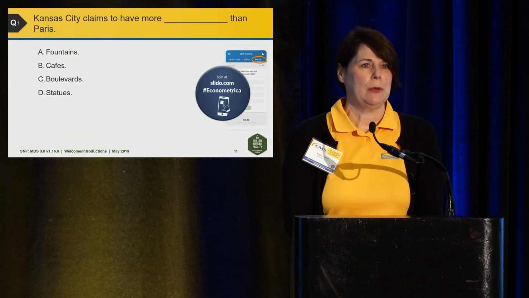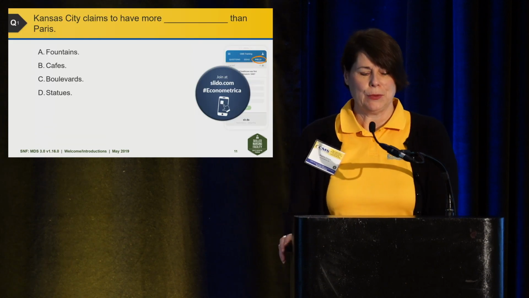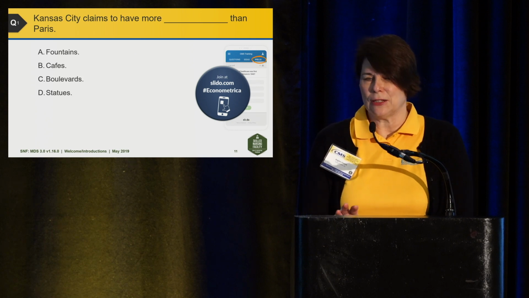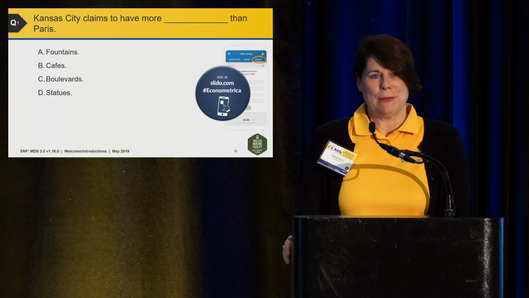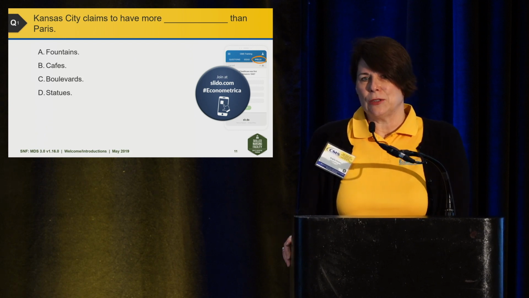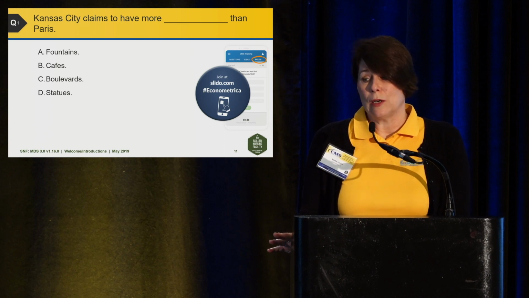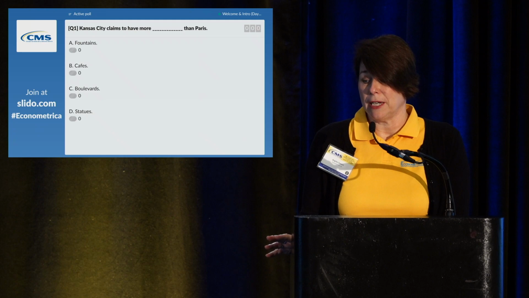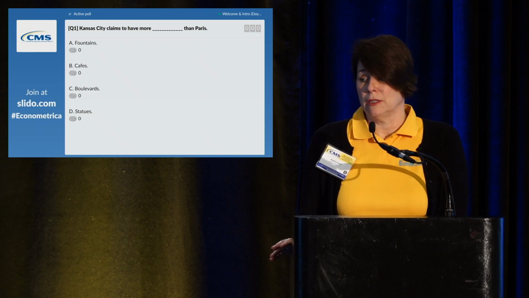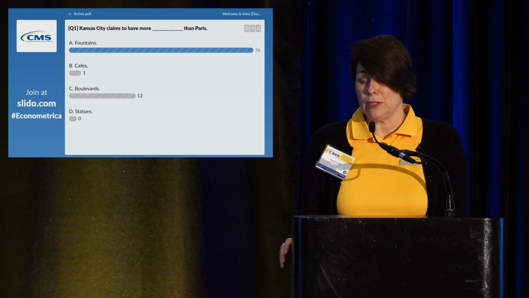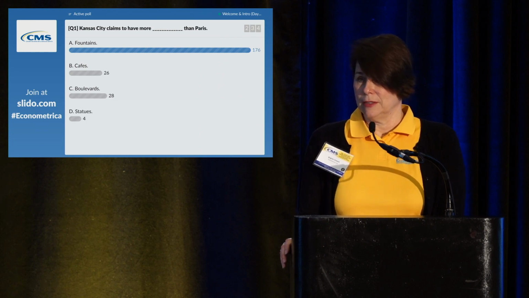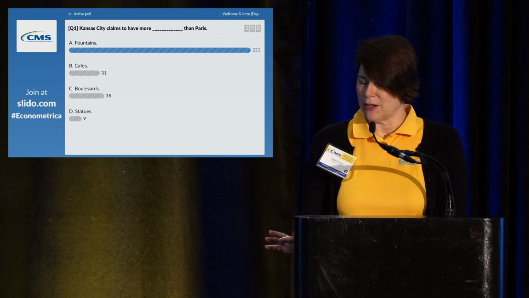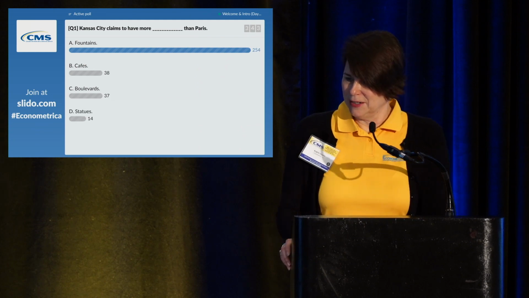Okay, so we're going to do a couple polling questions, and there were a couple people here who were here when we were practicing, so don't tell any of your neighbors the correct answers to any of these questions. But let's see what we know about Kansas City. So Kansas City claims to have more blank than Paris. Would it be more fountains, more cafes, more boulevards, or more statues? And I see we've got responses coming in. Give it a little more time. So far, fountains seems to be a popular answer.